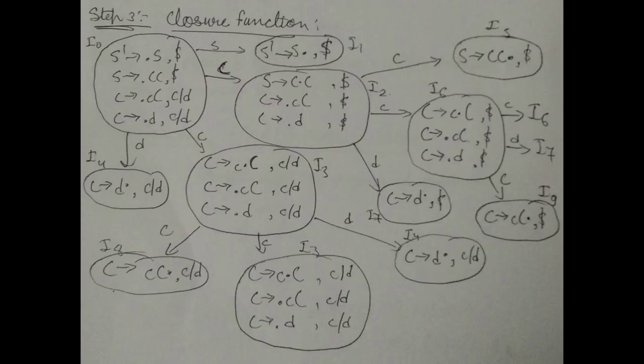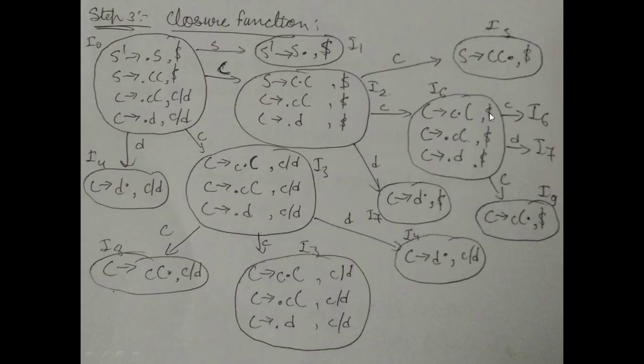Coming to the CLR1 canonical collection, we see that for the I3 and I6 states we have the same core. What is the core actually? Core is this part after the production: C gives dot CC, C gives dot CC. So we have the same core, but we don't have the same look ahead. In the I3 state we have look ahead as C and D, whereas in the I6 state we have dollar.